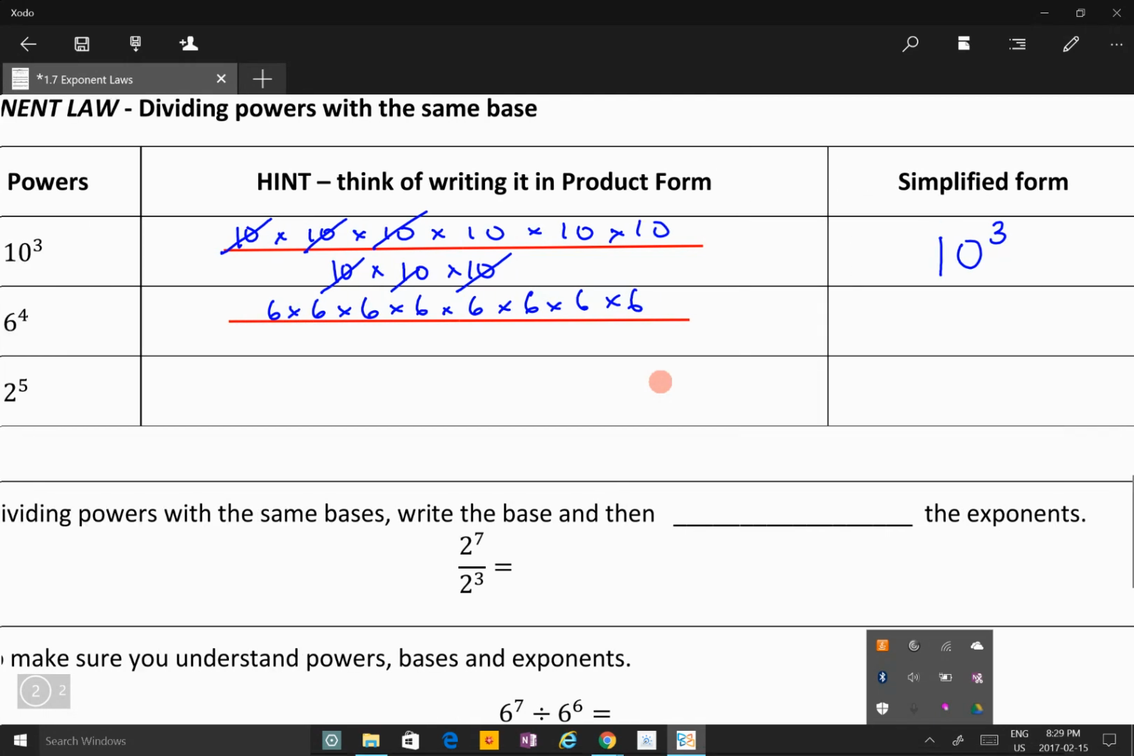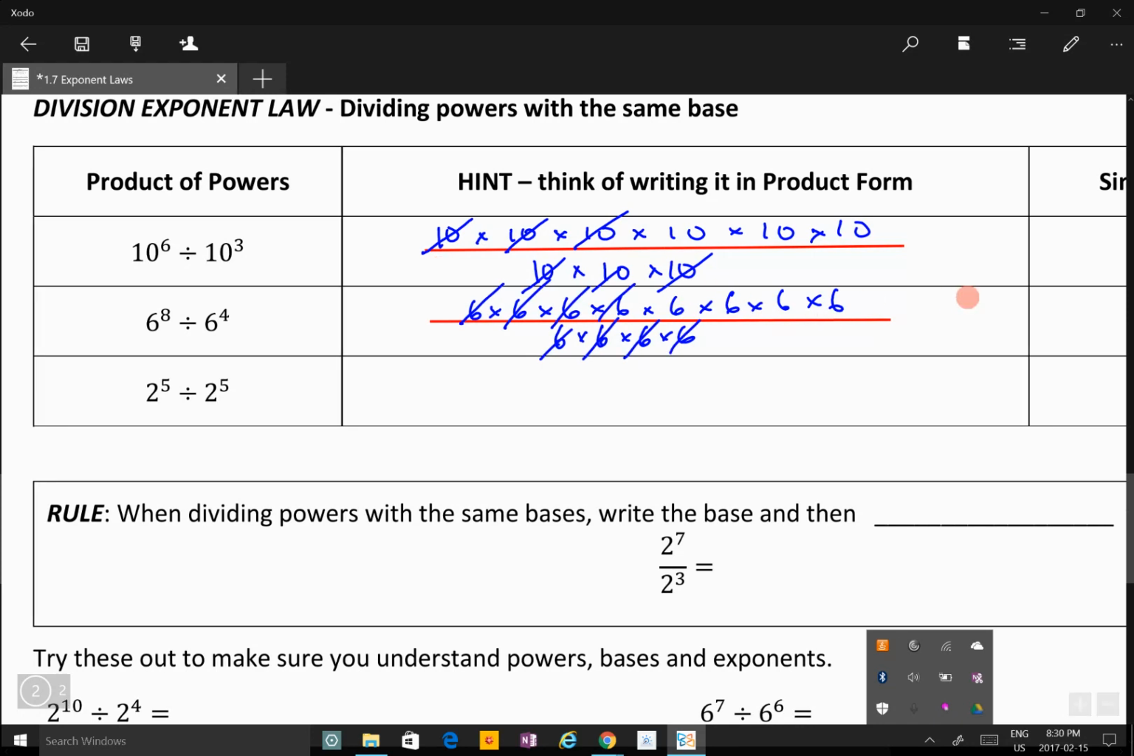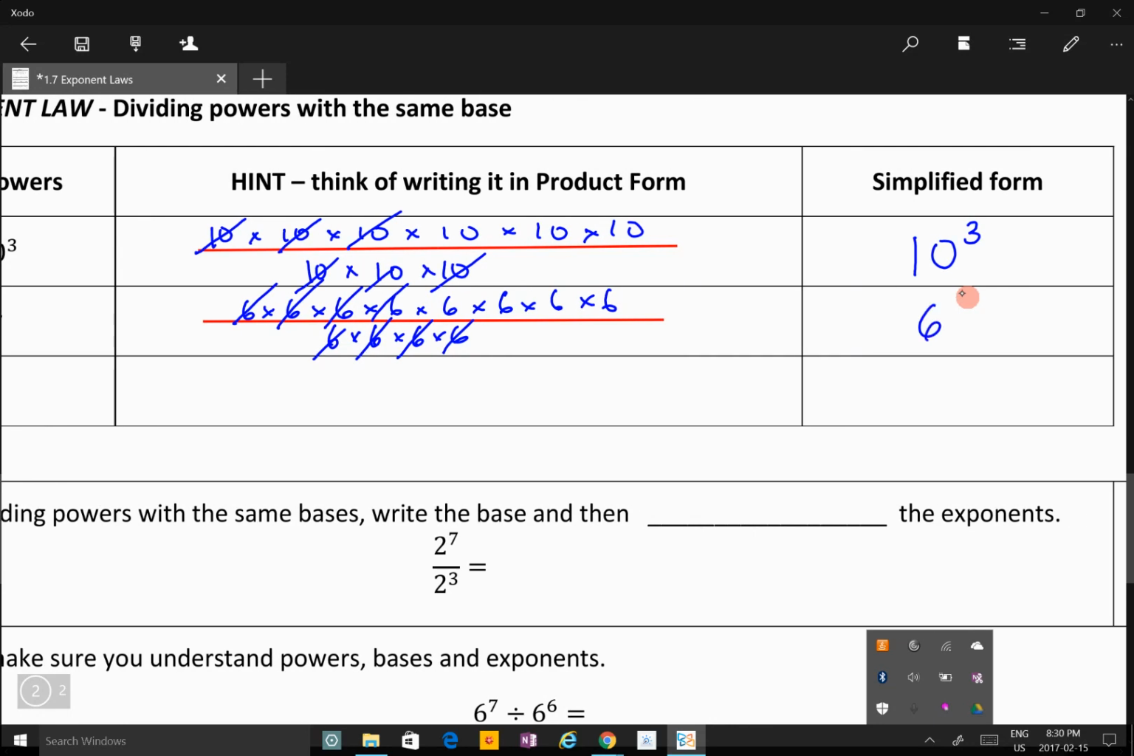That worked. Now, I have 6 to the power of 8 divided by 6 to the power of 4. On the bottom, I'm going to have 4 of those 6's, so 6 times 6 times 6 times 6. Then you can just start canceling out: one from the top, one from the bottom, and so on, four times. And I'm left with 1, 2, 3, 4. So I'm going to write my simplified form, 6 to the power of 4.